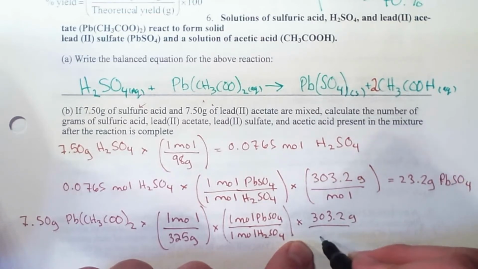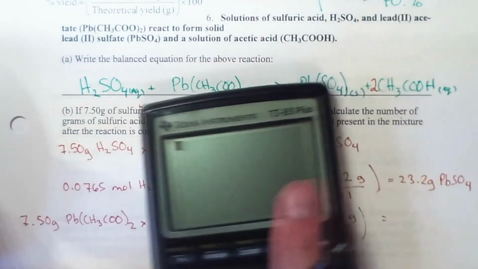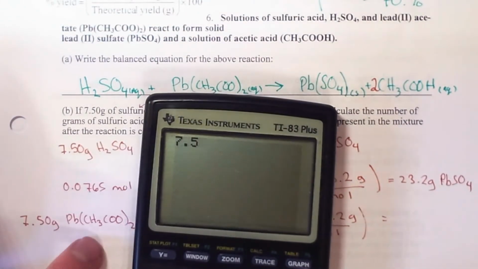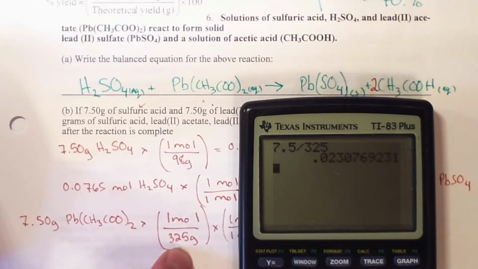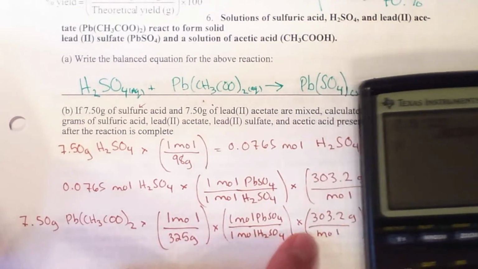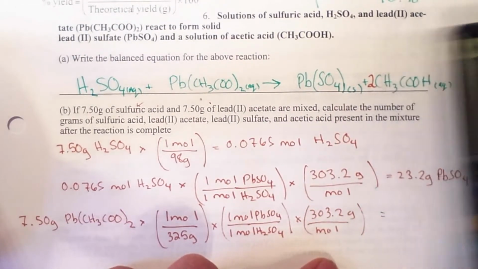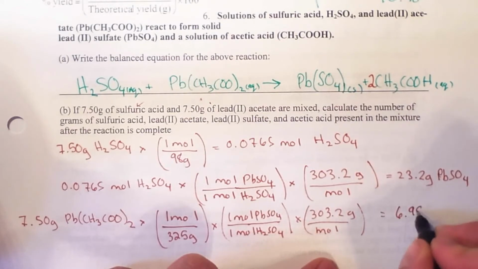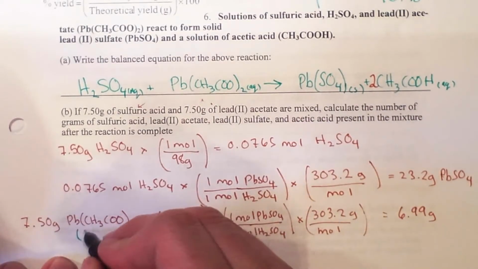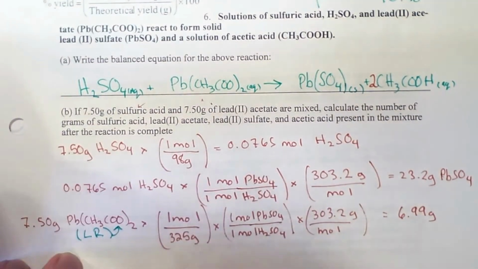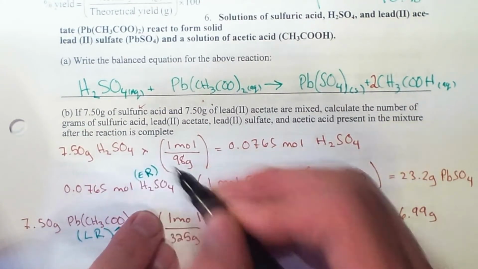And now to grams of lead sulfate. So let's roll along here and see what we get. 7.5 grams of lead acetate. So let's go to moles. Times 1/1, and we'll put that in the calculator. Times 303.2 is 6.99 grams. This is far less than that. So this is my limiting reactant, lead acetate, making sulfuric acid my excess reactant.